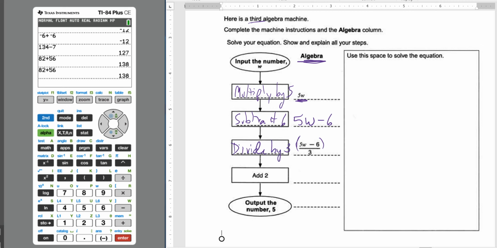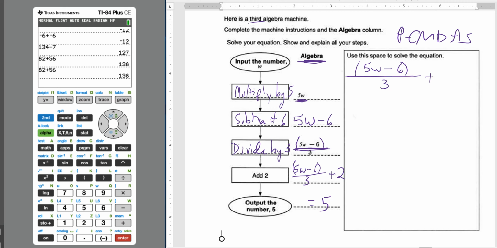And you can tell the order of the steps because we said whenever you see this horizontal fraction line, it means that the expression on top is in parentheses, which means it came first according to order of operations, PEMDAS. Okay, if we're then adding 2, it means we're taking this expression and then adding 2 afterward. So that's not part of the fraction at all, and the output is 5, tells us it's going to equal 5 when we write up this equation, 5W minus 6 divided by 3 plus 2 equals 5.